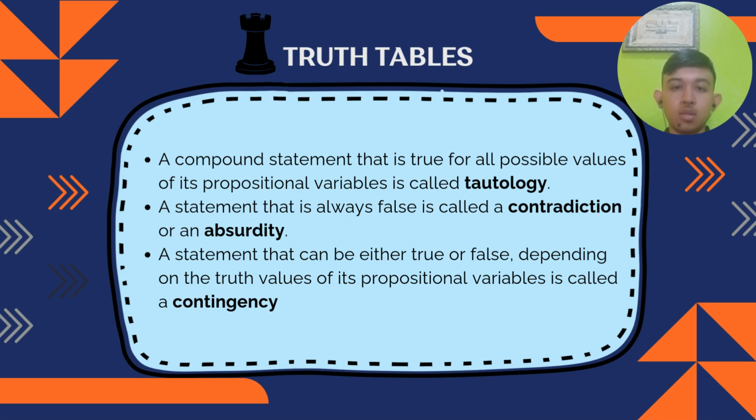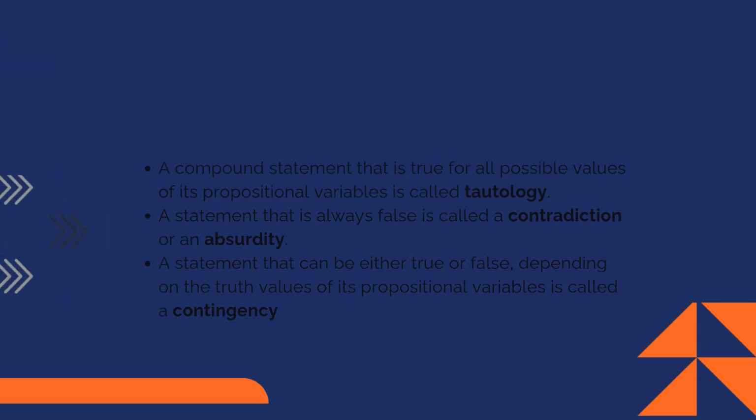Second, contradiction. On the other hand, a contradiction is a statement that is always false, regardless of the truth values of its variables. An example would be P and not P, which can never be true. Finally, a contingency is a statement that can sometimes be true and sometimes false, depending on the truth values of its variables. For instance, P or Q will vary based on the values of P and Q. This classification, tautology, contradiction, and contingency, is important for understanding and analyzing logical statements within truth tables.